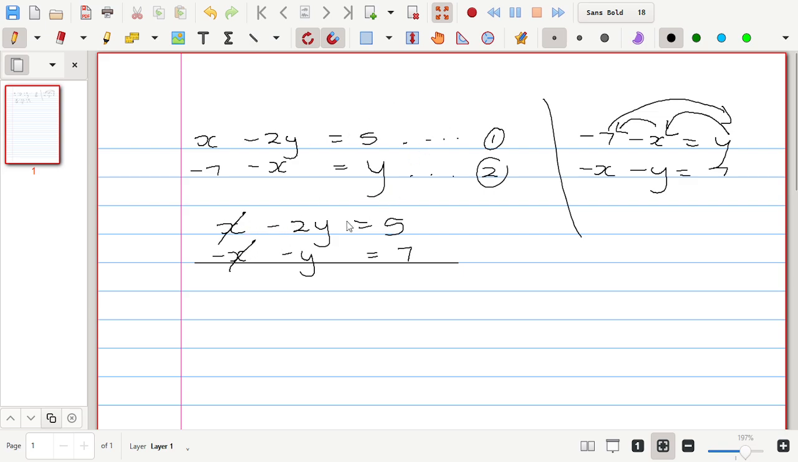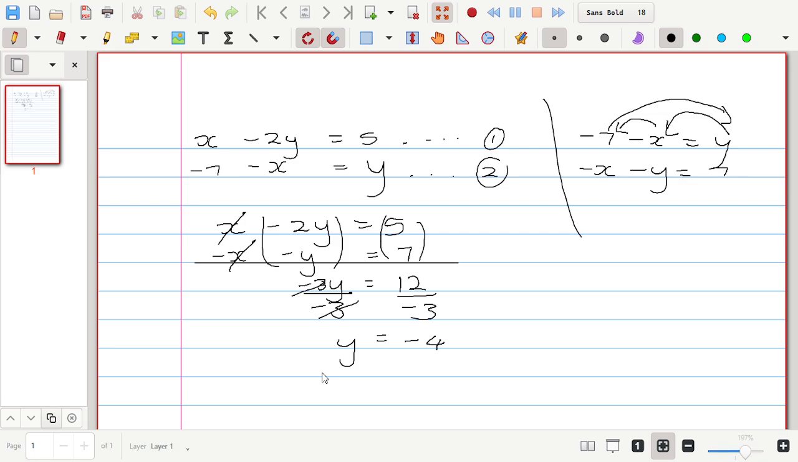Now we look at this. We need to add this. Minus 2y minus y, that gives us minus 3y. Then I'm going to say 7 plus 5, that's going to give me 12. Now, if you look at this equation, I can actually solve for y here. So I'm going to solve for y by dividing by minus 3 both sides, so that the coefficients cancel out. I've got y is equal to minus 4.